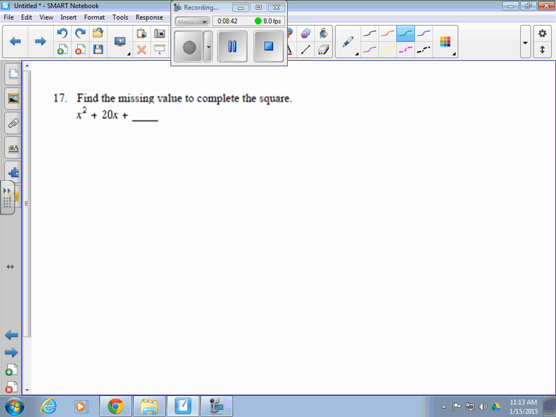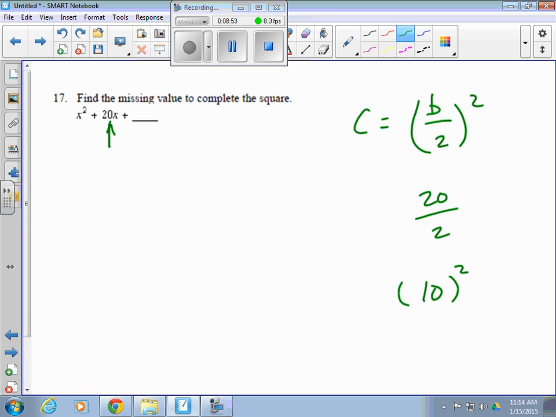For number 17, you find a new c. In order to find c, you take b's value, you divide it by 2, and you square it. This is b's value, 20. So when you divide 20 by 2, you get 10, and when you square that, you get 100 for that one.